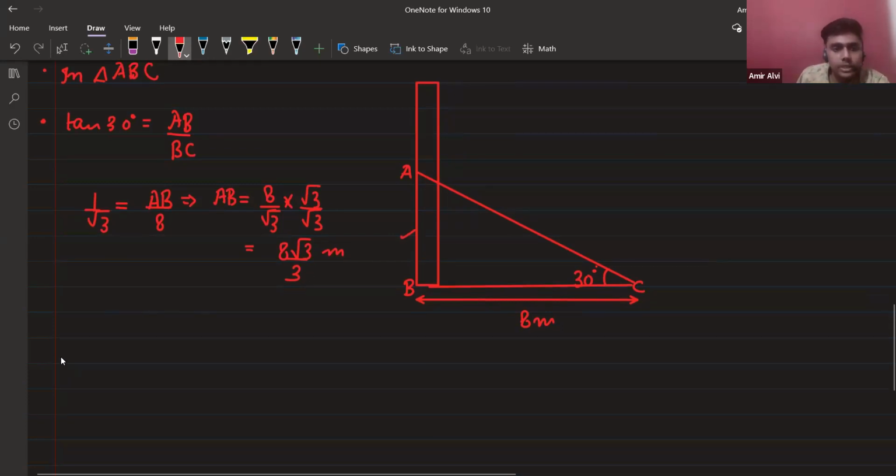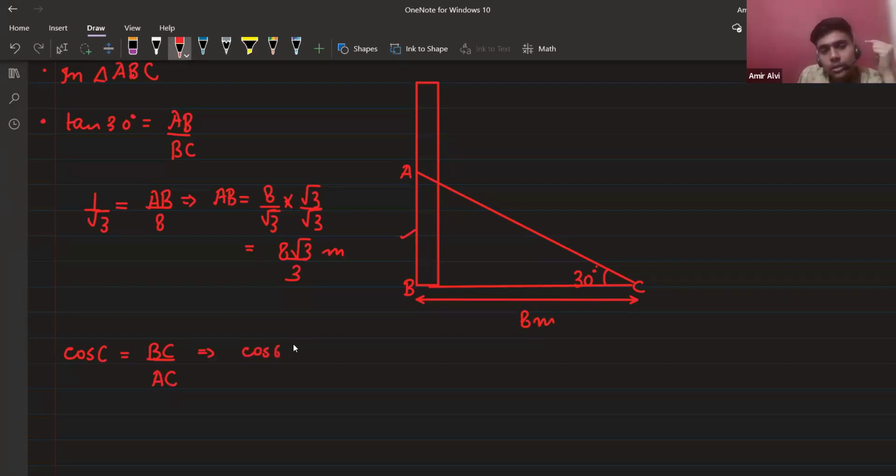If you are saying cos, let's take cos C. Can anybody tell me what's the ratio of cos C in terms of AB and BC? BC by AC, very good. Cos C is nothing but cos 30 equals BC, which is 8 meters, divided by AC, which we need to find out. So AC will be 8 by cos 30.